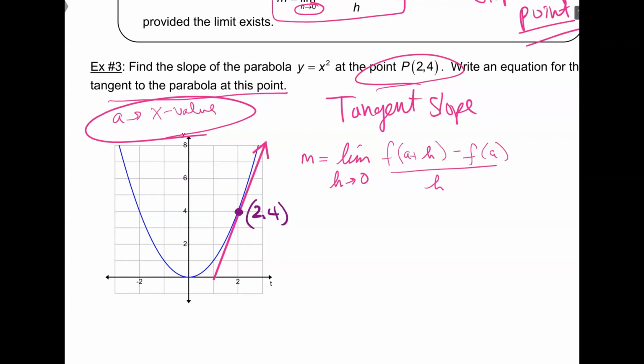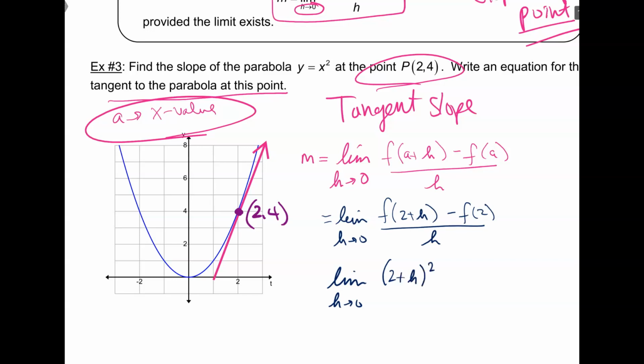So I'm going to be plugging in 2 for my a value. So I have the limit as h approaches 0 of f of 2 plus h minus f of 2 all over h. And remember, the equation we have is y equals x squared. So I'll be plugging in 2 plus h squared minus 2 squared all over h. This is me plugging it in to the function value.